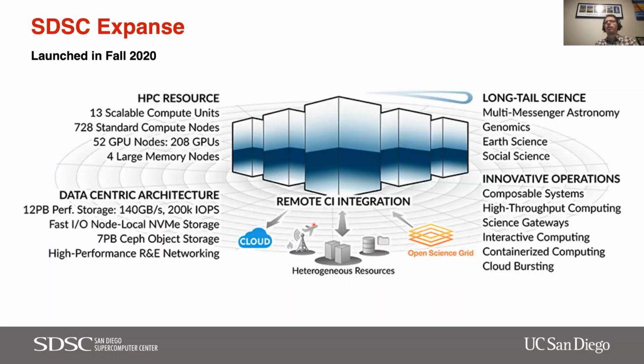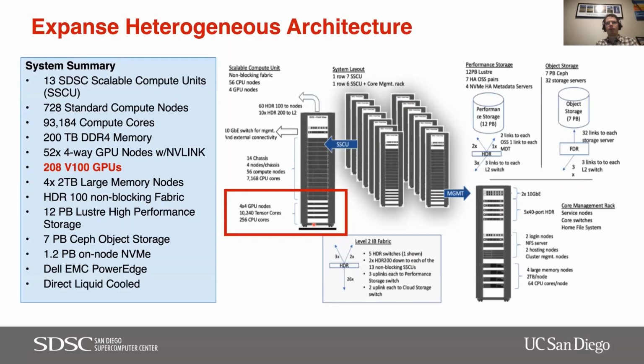Then you've heard already a lot about Expanse. I'll just go briefly over that again. So we have these scalable compute units, and each of these scalable compute units has 4 times 4 GPU nodes, so we have a total of 208 V100 GPUs. So we have 52 4-way GPU nodes. So there are 52 nodes. Each node has 4 GPUs.